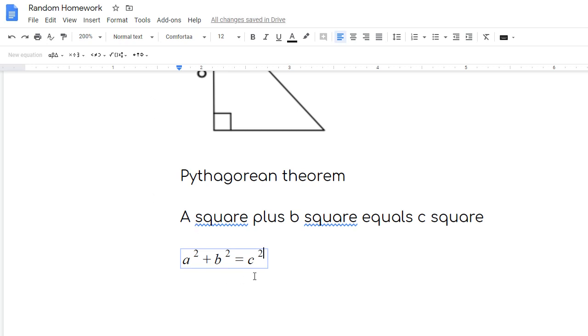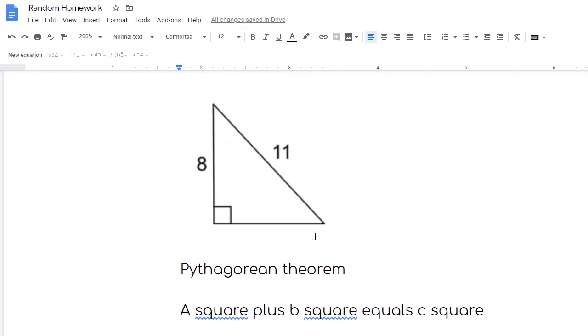Anytime you're done entering an equation, click somewhere outside that box. You will no longer see it, because you're no longer in that equation. If I click somewhere inside, then that blue box is going to reappear. Now we're ready to enter the next line, so I'll hit enter.